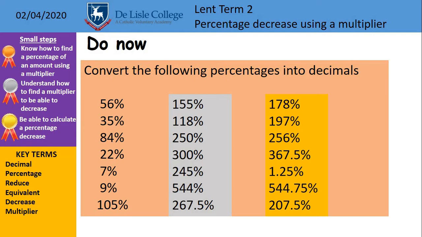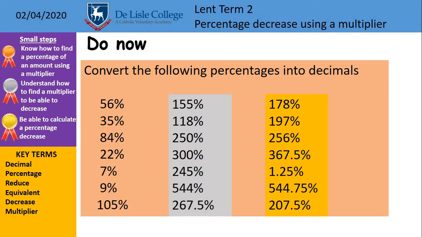So the do now slide asks you to convert the following percentages into decimals. Remember from the previous lesson, to do this we need to divide by 100. Have a go at two of the different columns. So if you feel less confident, have a go at the first bronze column and the second silver column. If you feel really confident with this, have a go at the silver and the gold column. Pause the video while you have a go, and then when you're ready to mark your answers, resume playing the video.